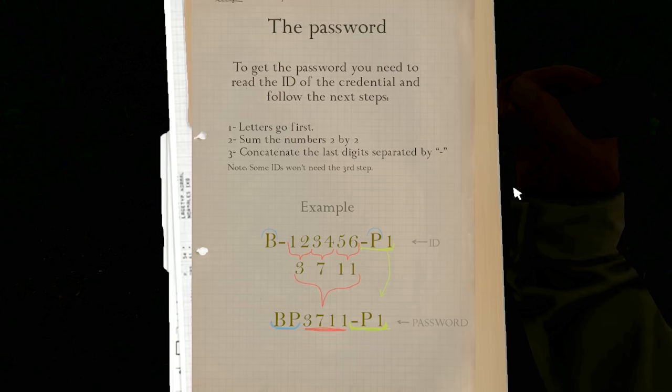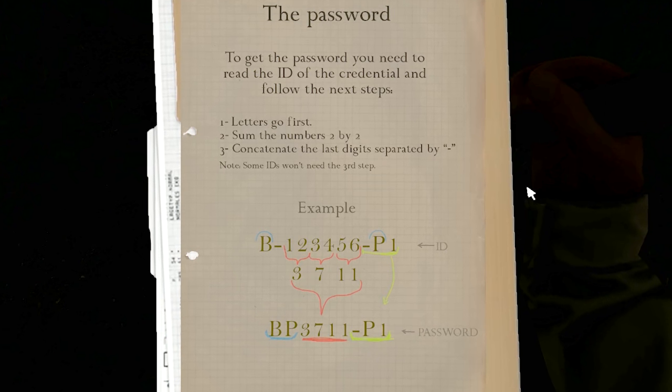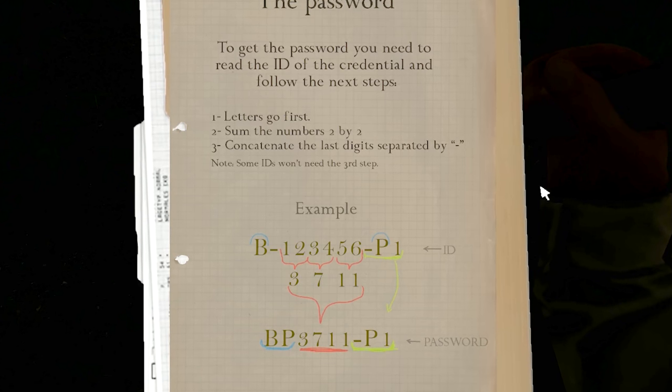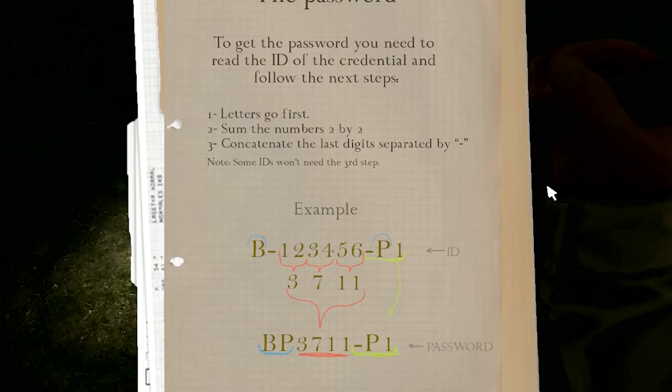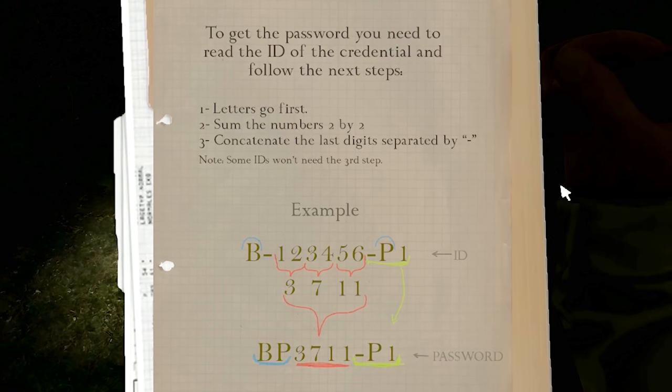Okay, hold on. Here's the puzzle for this room. Three, concatenate? What does that mean? Somebody who's smarter than me. I see the word, C-O-N-C-A-T-E. Concatenate. The last digit separated by... I'm assuming that's like remove the dash.